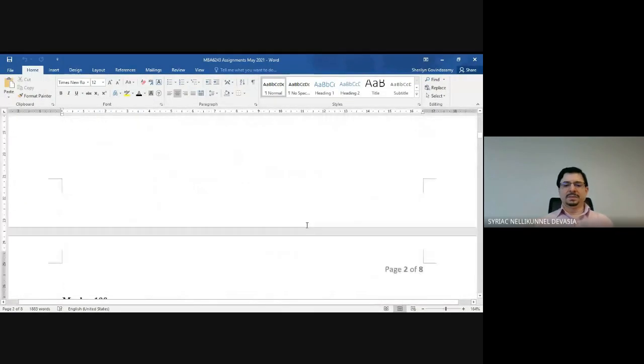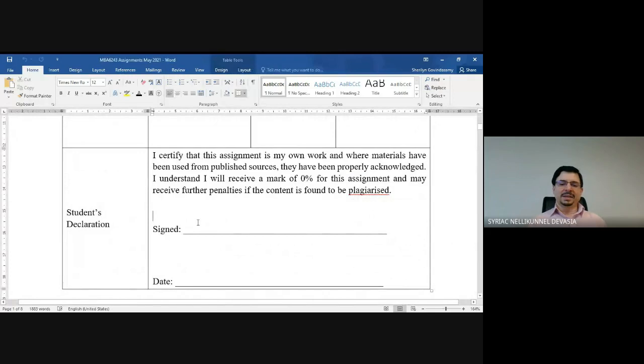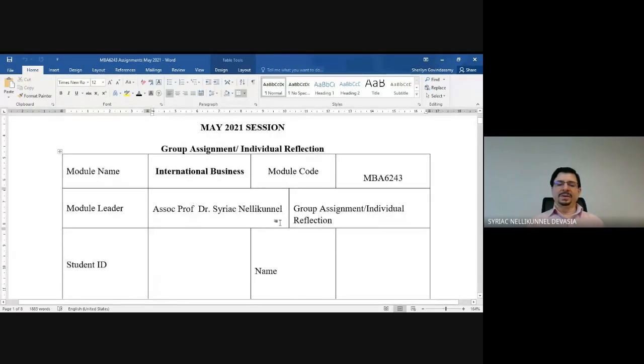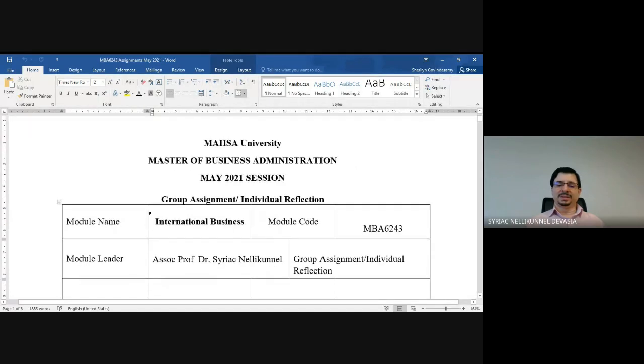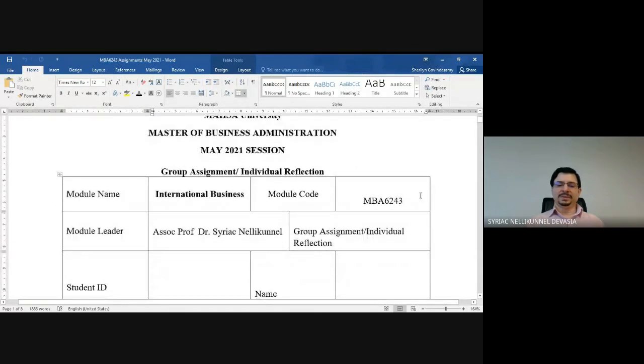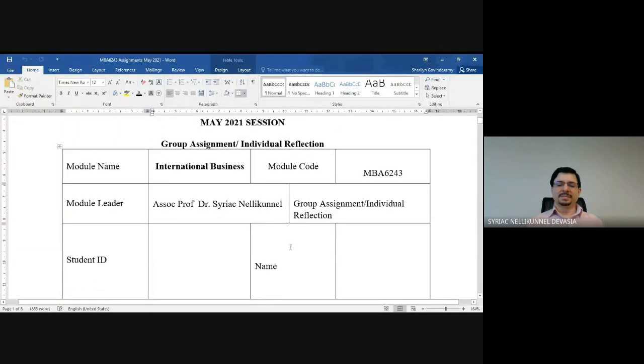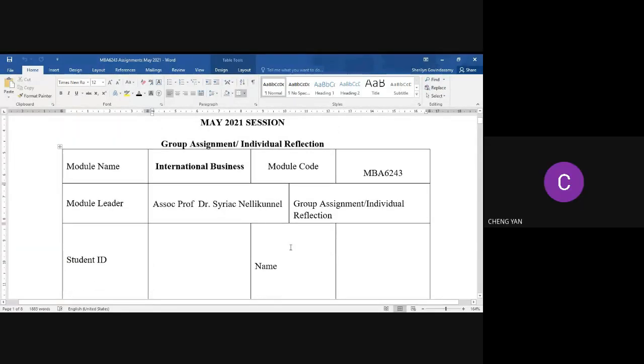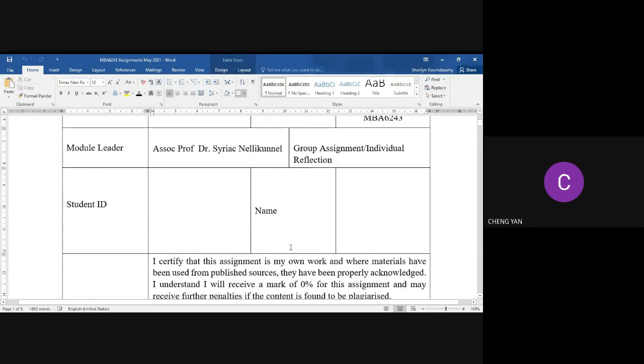So I just want to check, all of you have signed here, student declaration signed, all members, at least type your name there, okay? Have you used this cover page? All of you? For your assignment? Our group have not used this cover page.